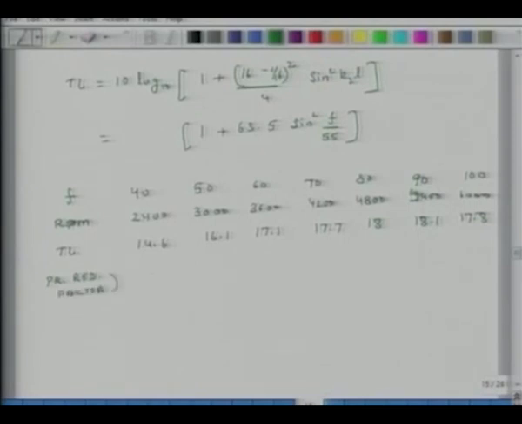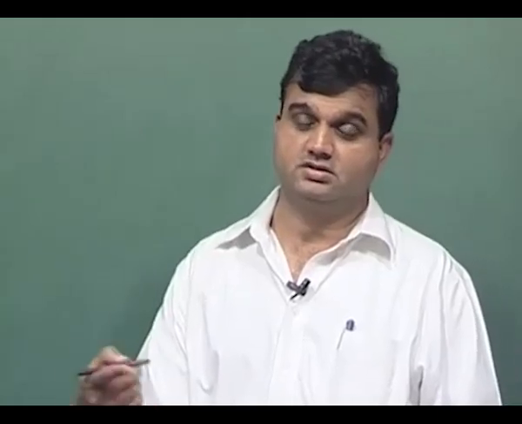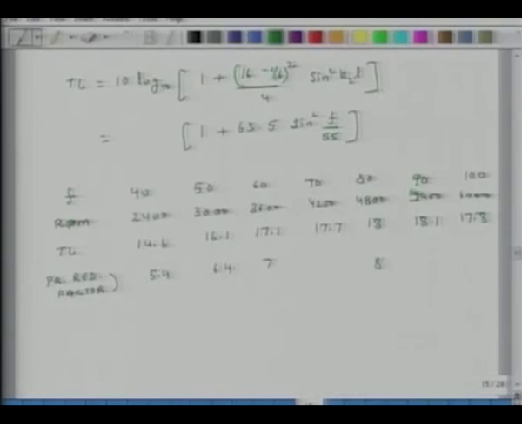So in this case it goes down by a factor of 5.4, 6.4. What will be the value for 18 dB? 8. 6 dB is twice. 7.1, 7.7, 8, 7.8. So you get significant reduction in pressure based on this.